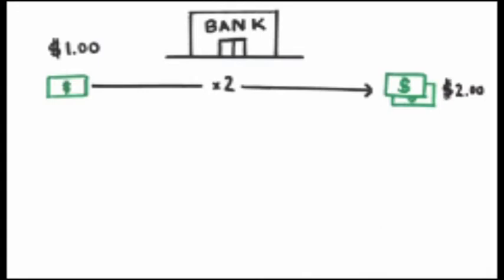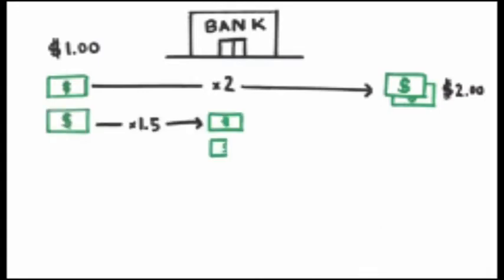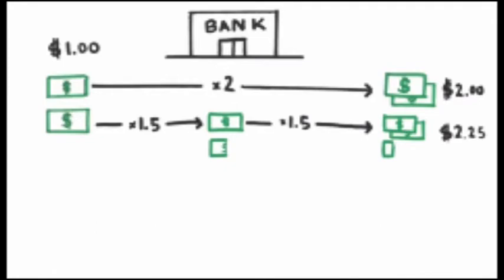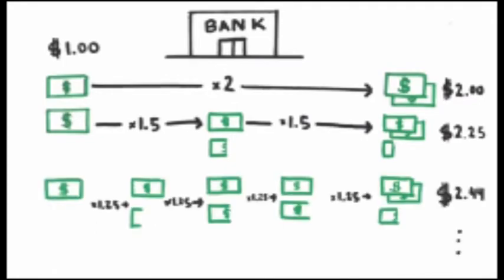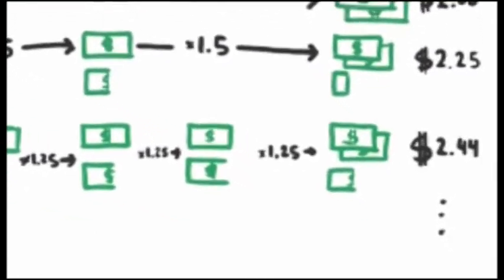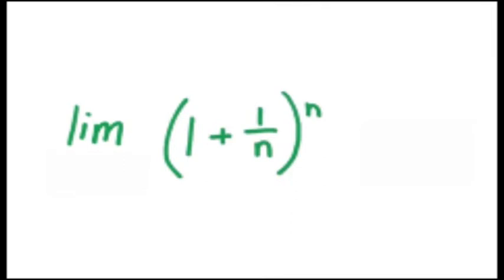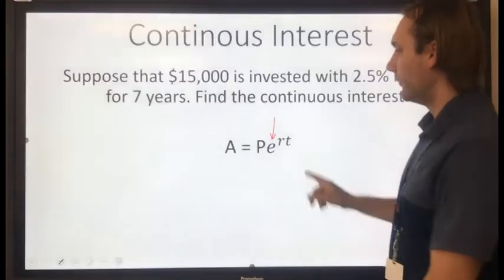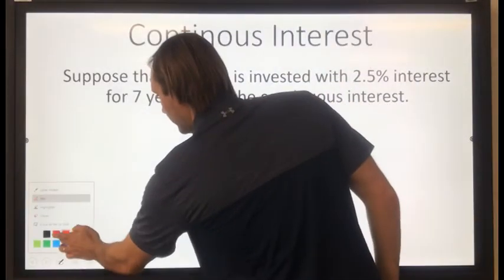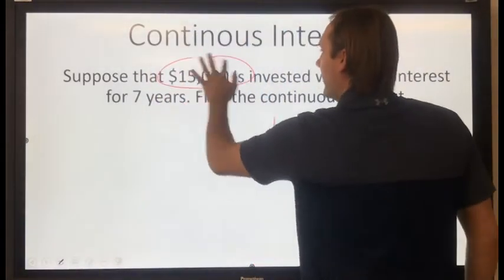If it's compounded semi-annually, you'll end up with $2.25. Quarterly, and you'll end up with $2.44. Monthly, $2.61. Weekly, $2.69. See where we're going? If you increase the number of compounding periods a year towards infinity, then you'll get closer and closer to E dollars.